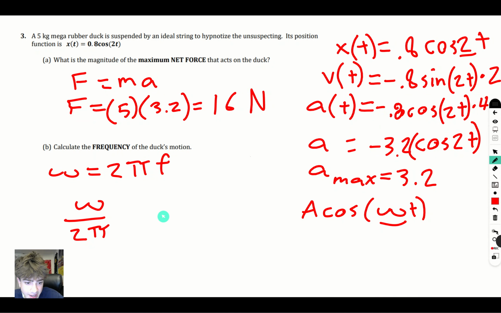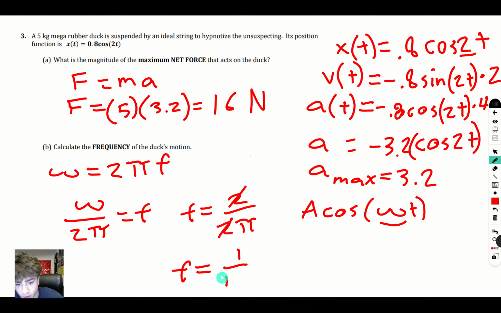And when we plug that in here, frequency is omega over 2 pi. Plug in the omega, that'll give us 2 over 2 pi. And the 2's cancel, so your frequency is going to be 1 over pi. And that one is going to be in terms of hertz.